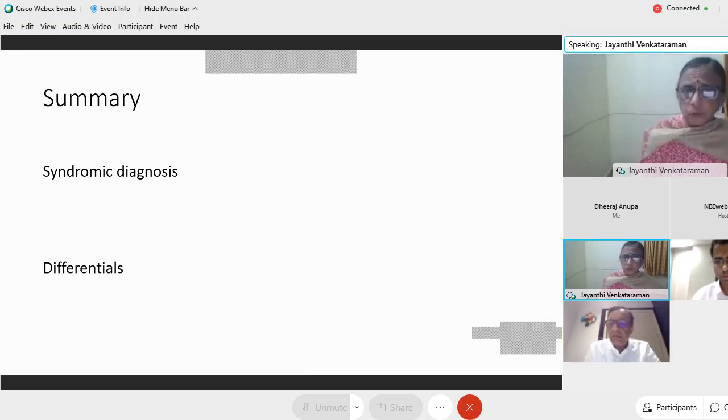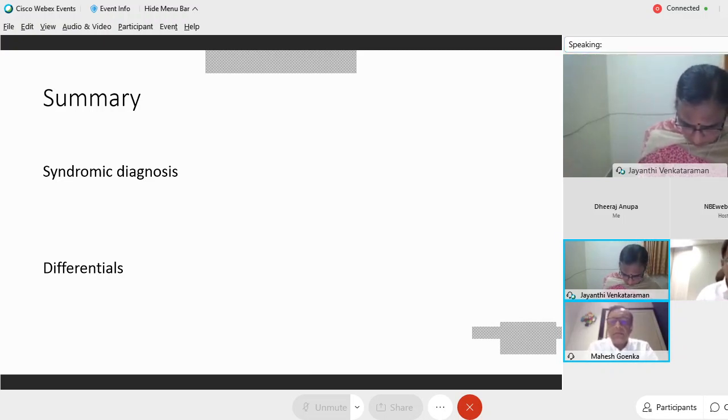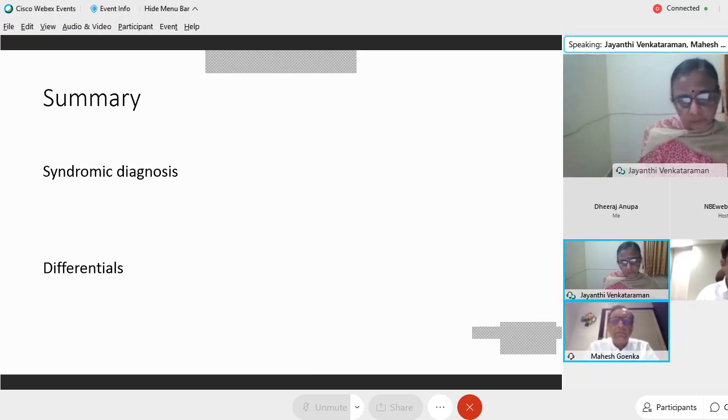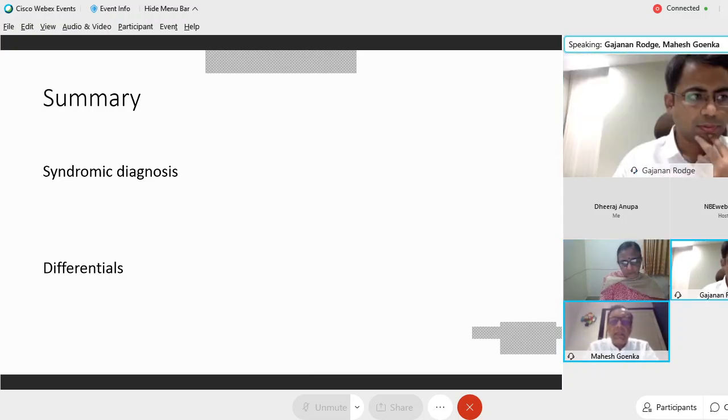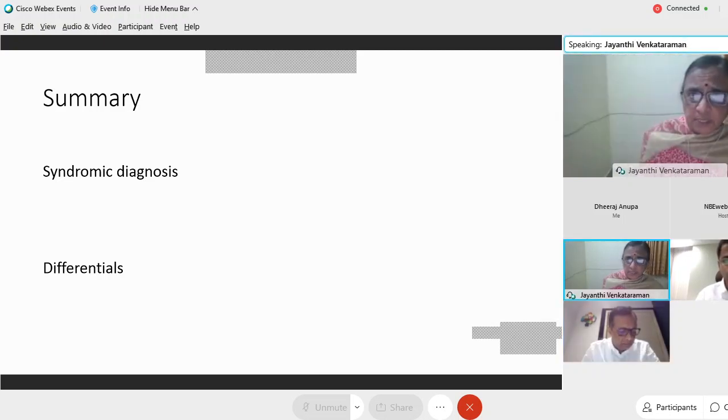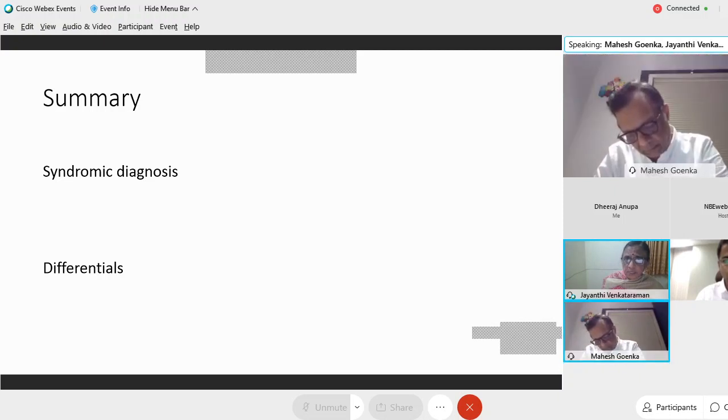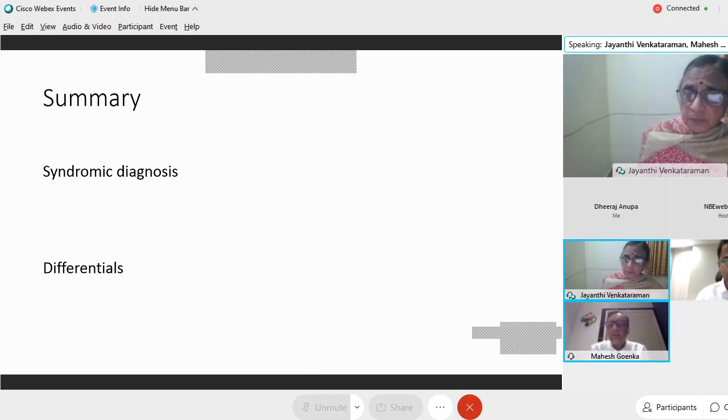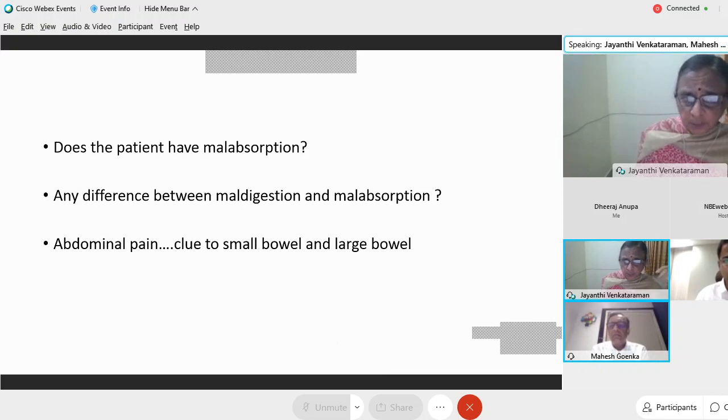Now, few differentials for small bowel diarrhea. Painless, small volume. What are the common causes? Bacterial overgrowth syndrome, giardiasis, strongyloidiasis, these are all the parasitic infections. Tropical sprue, celiac disease, all these are small bowel pathology. The patient will have more of malabsorption, but they're all painless diarrheas, and you have to keep these as your differentials.